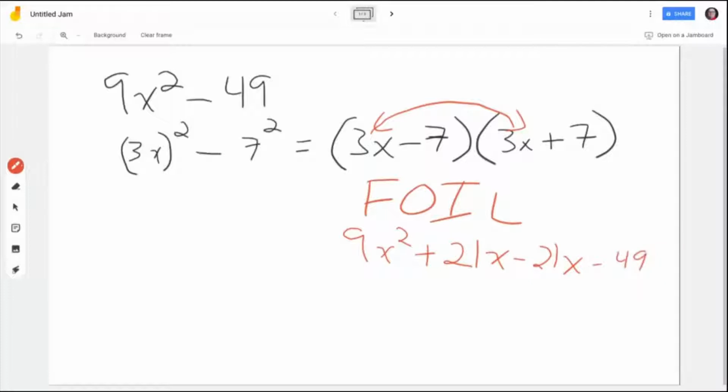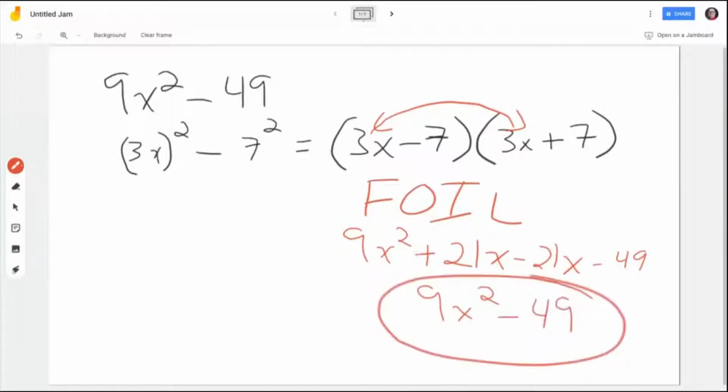And see what happens with these difference of two squares is that these two terms in the middle are going to be the negation of each other. So it's going to be positive 21x and negative 21x. Those will cancel out when we add them, and so what we're left with is the 9x squared minus 49. And so this, which I wish I wouldn't have written here, but I can erase it real quick, is our factored form.